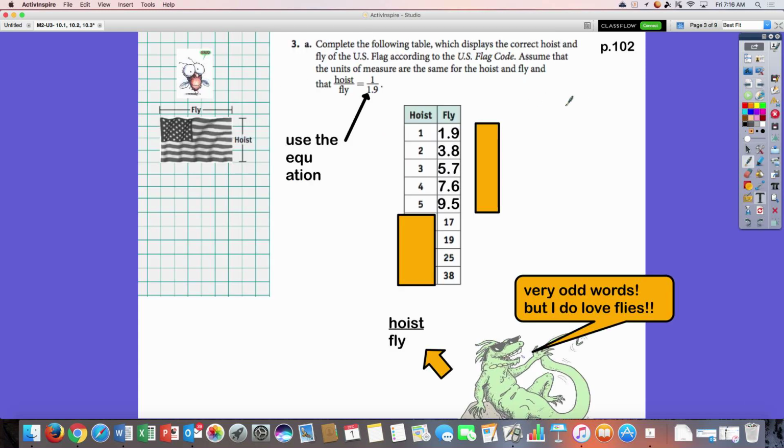I'm on the next page, but you're still on page 102. We're going to look at number 3. It says complete the following table, which displays the correct hoist and fly of the U.S. flag according to the flag code. Hoist and fly sound like a couple of weird words.